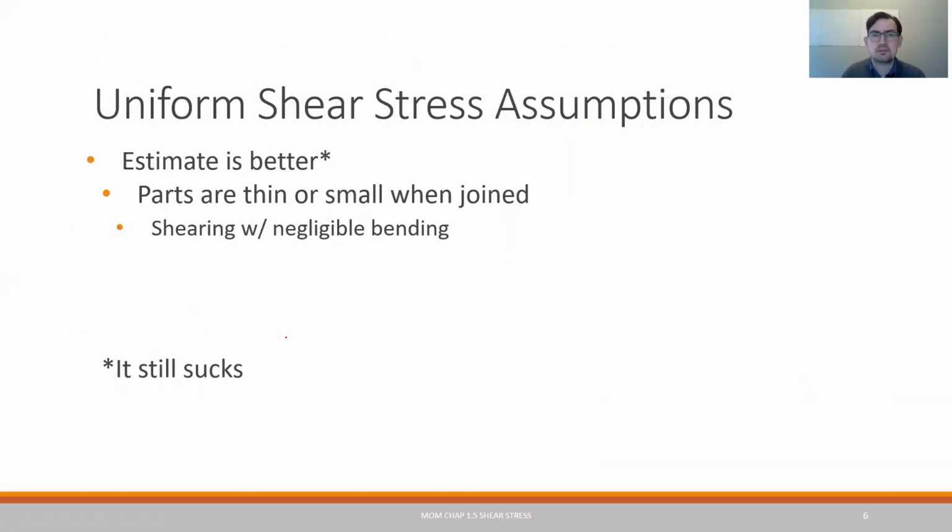Now, the uniform shear stress assumption, as an estimate, is better, and I'm putting a little footnote here: it still isn't good. But it's better if those parts are thin or small when they're joined, right? We don't want a big, large span. We want a little span here. We want shearing to happen, but we don't want to see a lot of bending in that part when we apply that shear load.